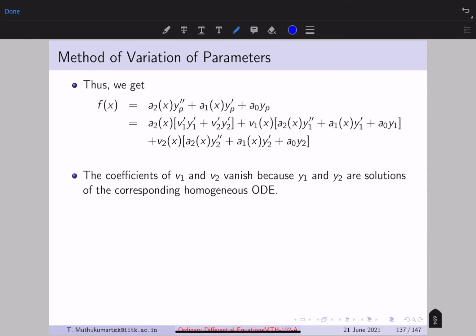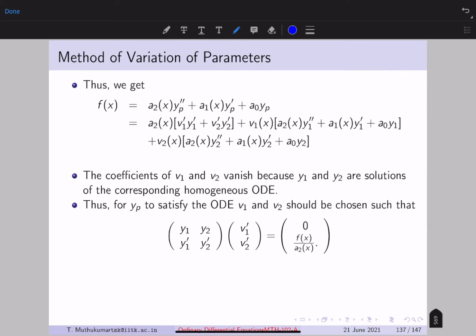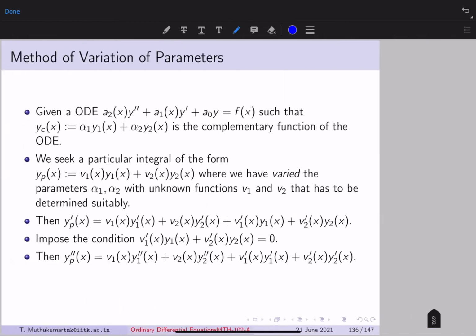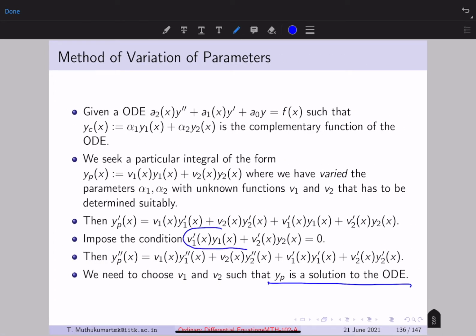So what we have now come down to is that we want to choose v1 and v2. In this case, I'm just saying that the coefficients of v1 and v2 vanish. Well, whatever I just explained, it's the same point. So we want to choose v1 and v2 such that yp is a solution to the ODE, and that can be done. If yp is a solution to the ODE, that means this condition has to be satisfied. Plus, you remember the first condition that we had imposed in the previous slide, this condition. So v1 and v2 satisfy two conditions now.